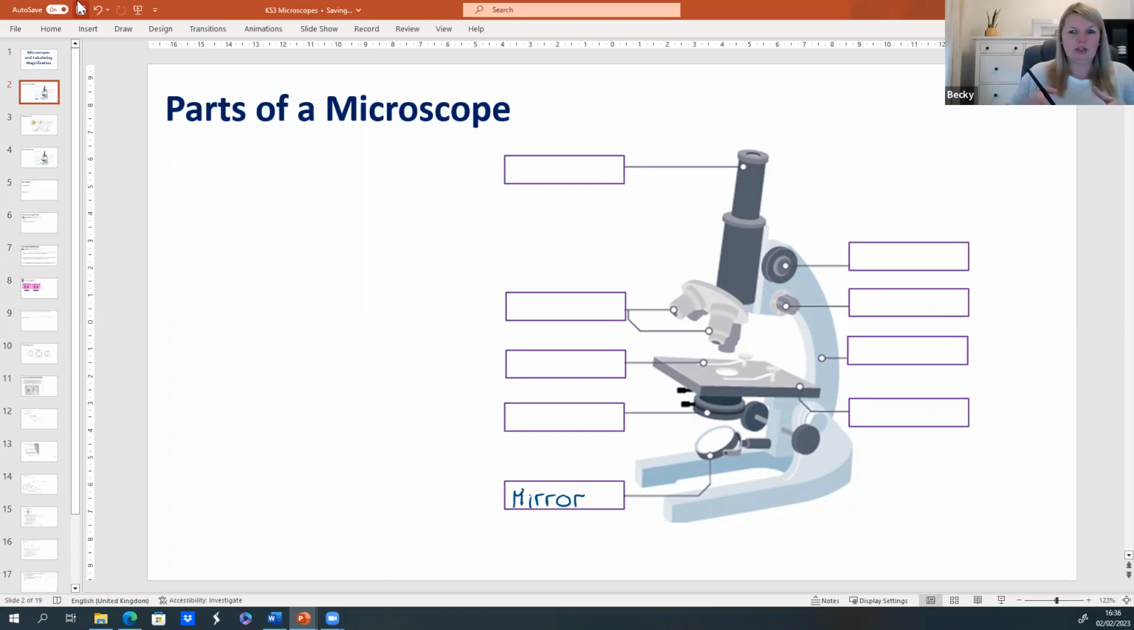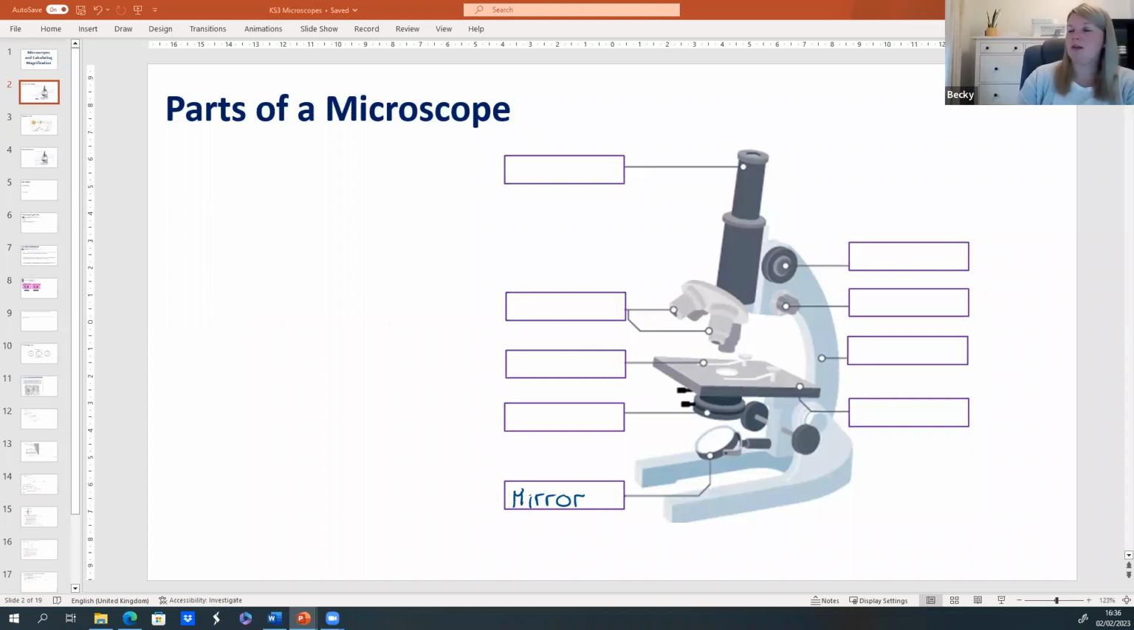Now, the mirror is used to angle light up into the sample. Okay, so we've got that mirror at the bottom. Now, if it's a nice sunny day, we might be able to use the natural light from outside, or we can use a lamp, like a desk lamp, something like that. We can use that as a light source and then use that mirror to angle that light up into it.